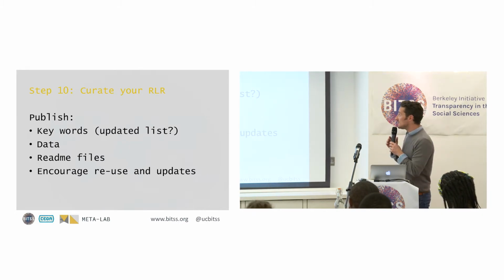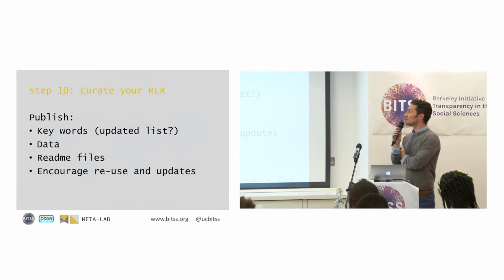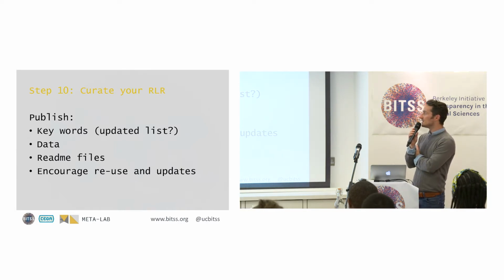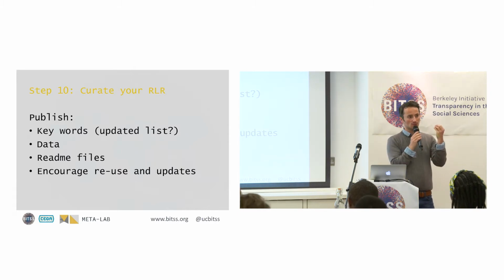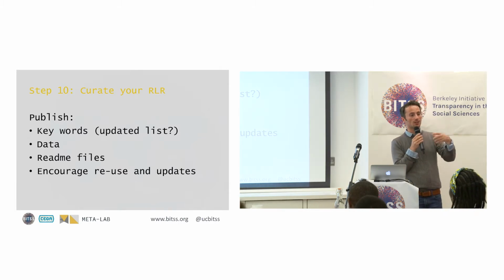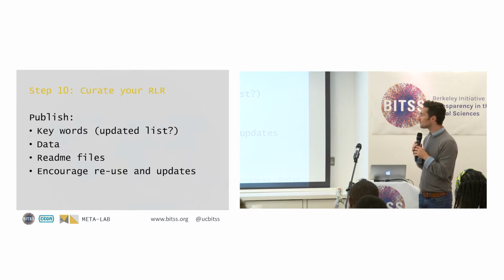And step number 10 is to curate your reproducible literature review. So I would suggest that you publish obviously your spreadsheets and your list of keywords. I publish the spreadsheet, and then any explanation about the spreadsheet is in the README file. So, and I publish everything on the Open Science Framework, right?